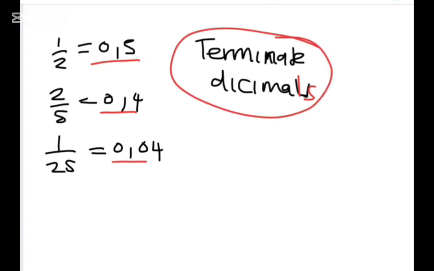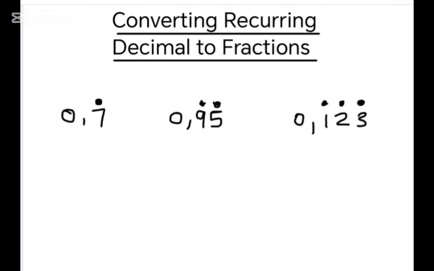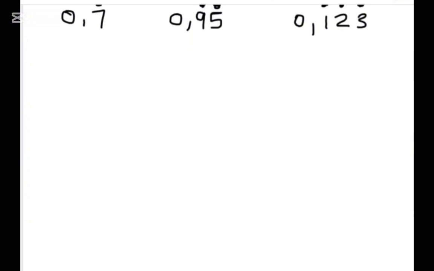Why do we call them terminating decimals? It's because they stop somewhere. They don't go on forever. For example, 0.5 does not go anywhere else. Meanwhile, when we talk about recurring decimals, we talk about decimals that never stop. For example, a number like 1 over 3: if you put it in a calculator, you're going to get 0.33333. It never stops, it keeps on continuing.